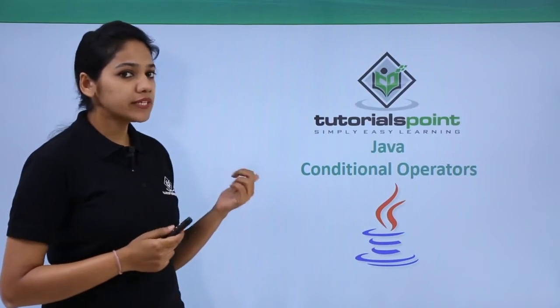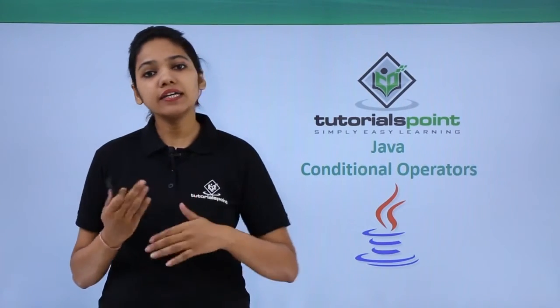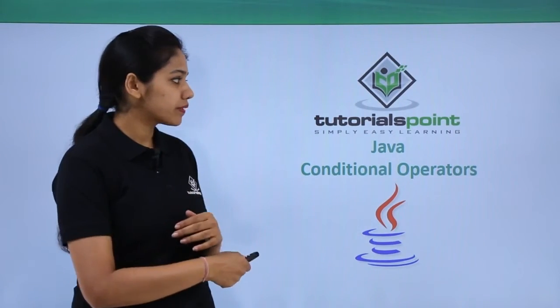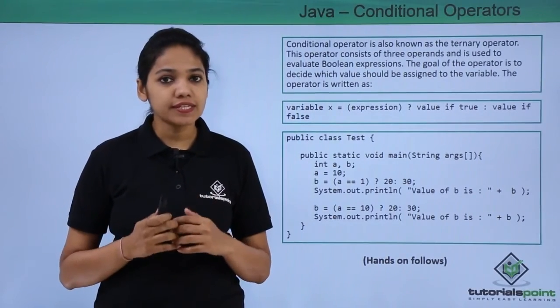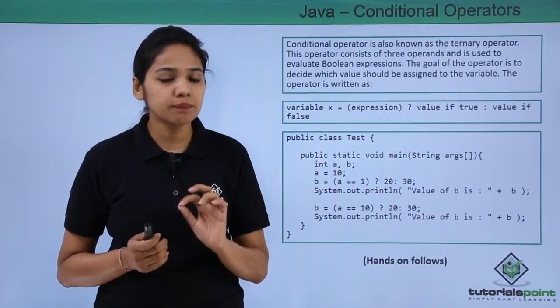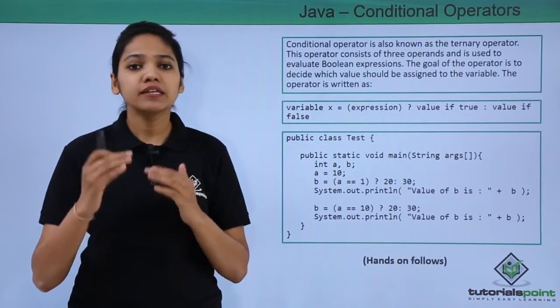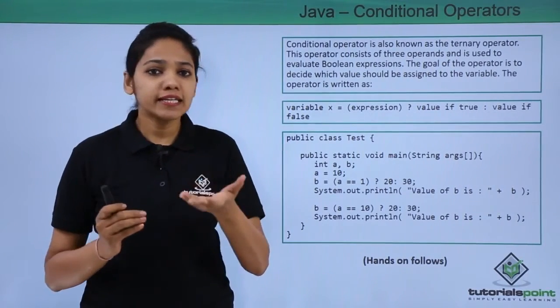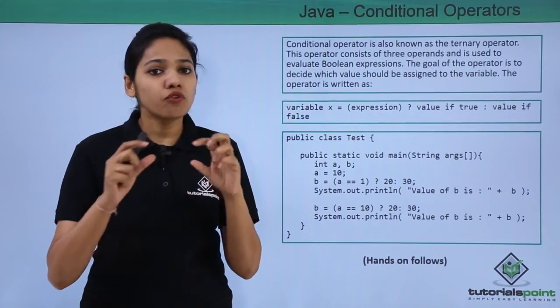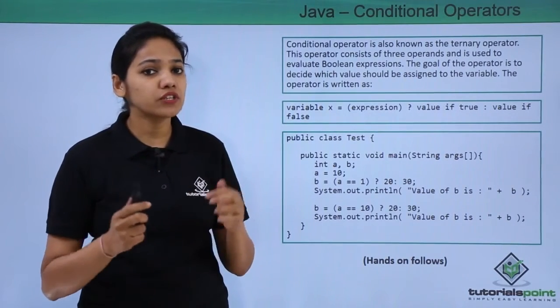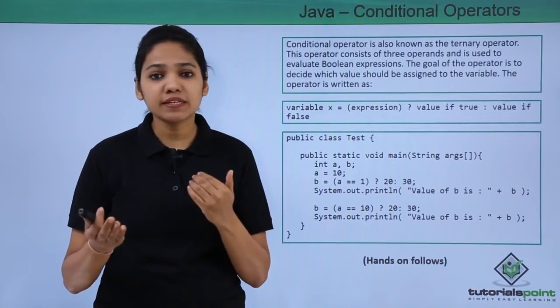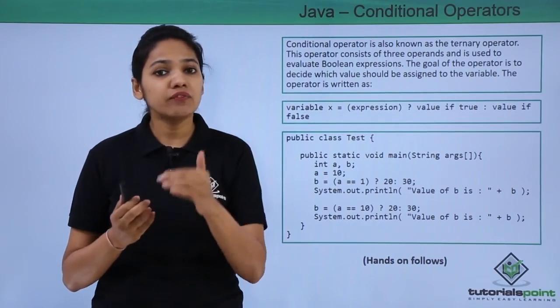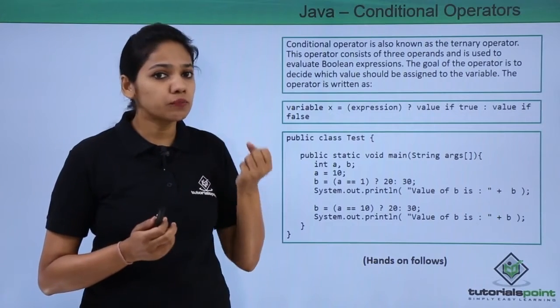Let us learn about conditional operators. What are conditional operators? Conditional operators are nothing but ternary operators. It consists of two symbols. One is the question mark, the other one is the colon. Collectively, these two symbols form an expression for the conditional operator. And what these two symbols do is calculate the value for the variable to be stored in.